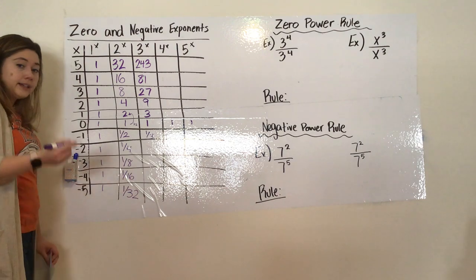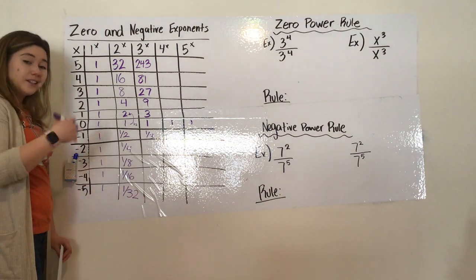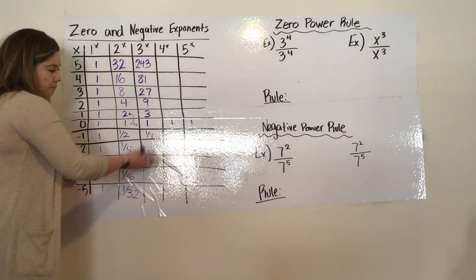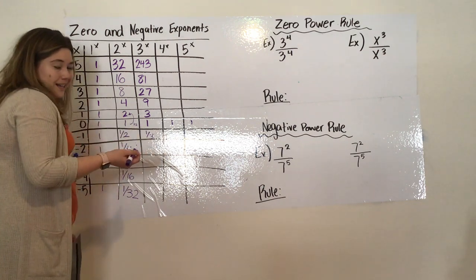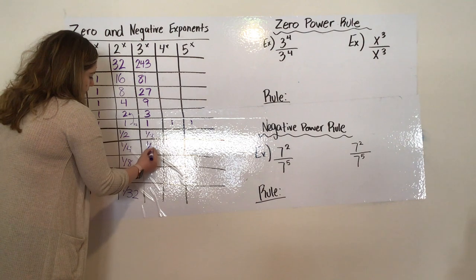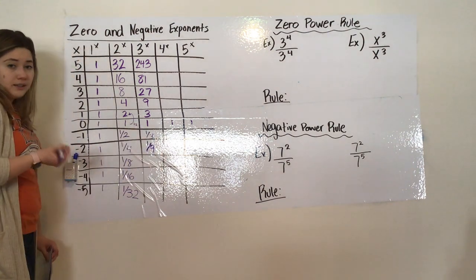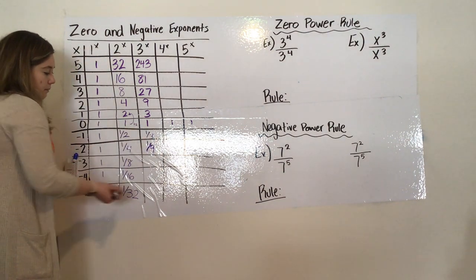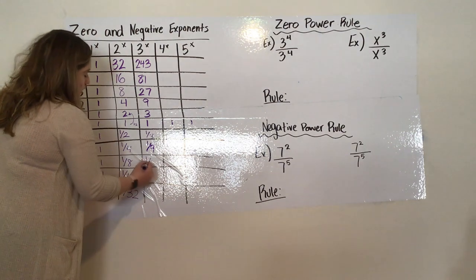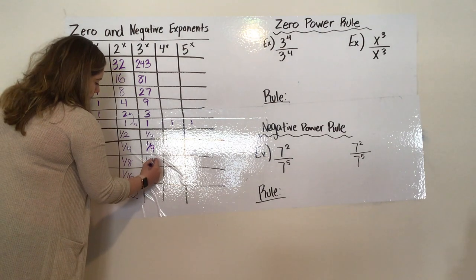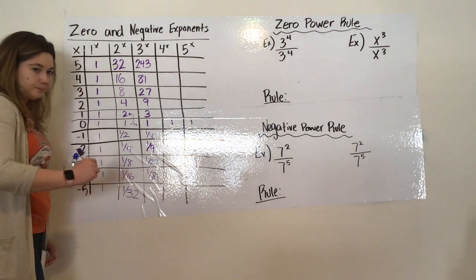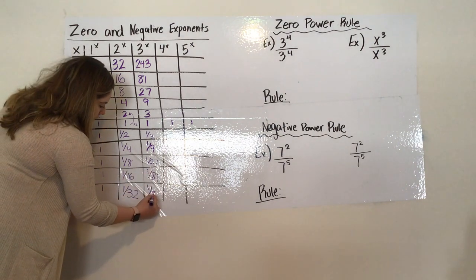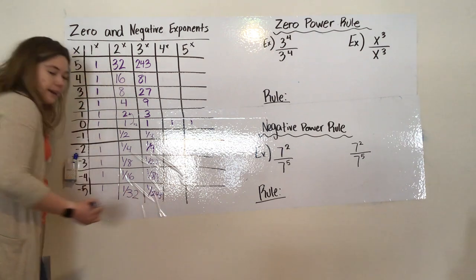And I also can find out, because the opposite of multiplication is division, so 1 divided by 3 gives me 1/3. Okay, same thing, what times 3 gives me 1/3? Or 1/3 divided by 3 could give me 1/9. Then I'm going to get 1/27, 1 over 81, and 1 over 243.